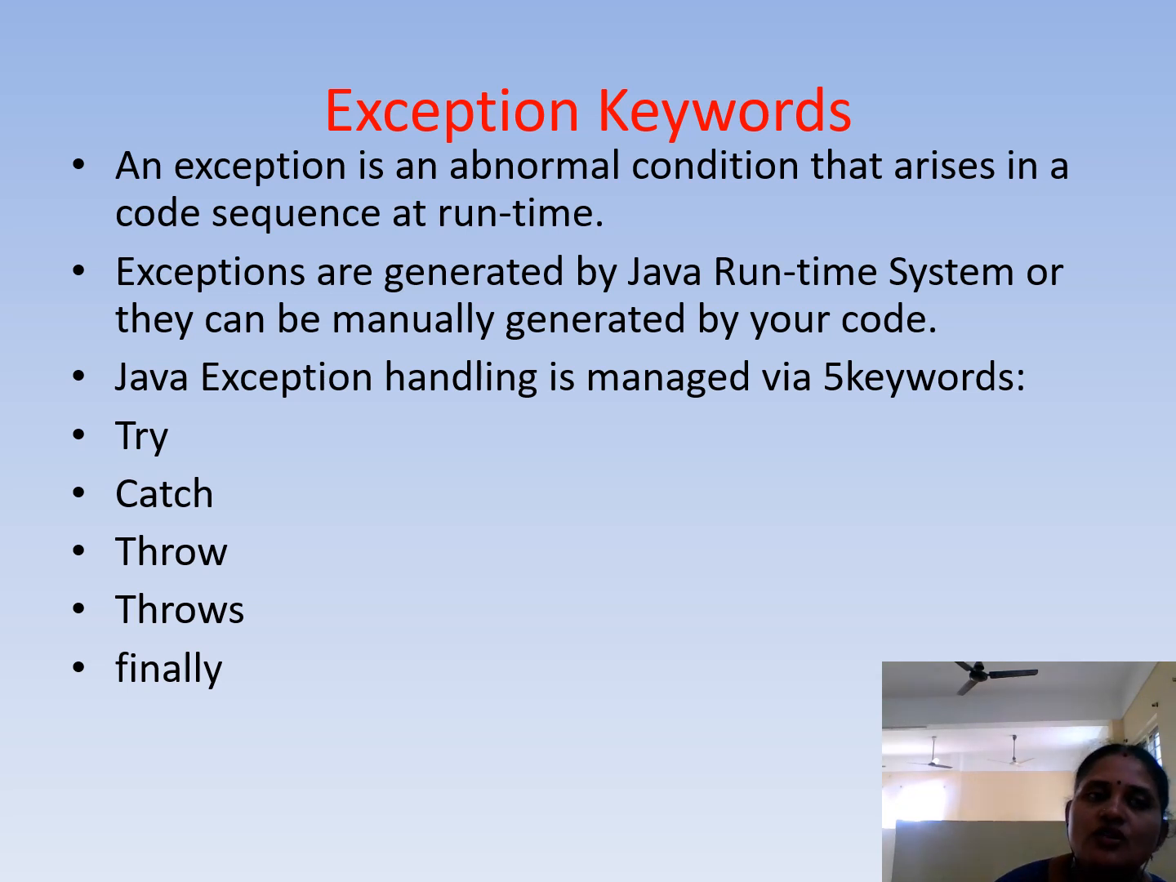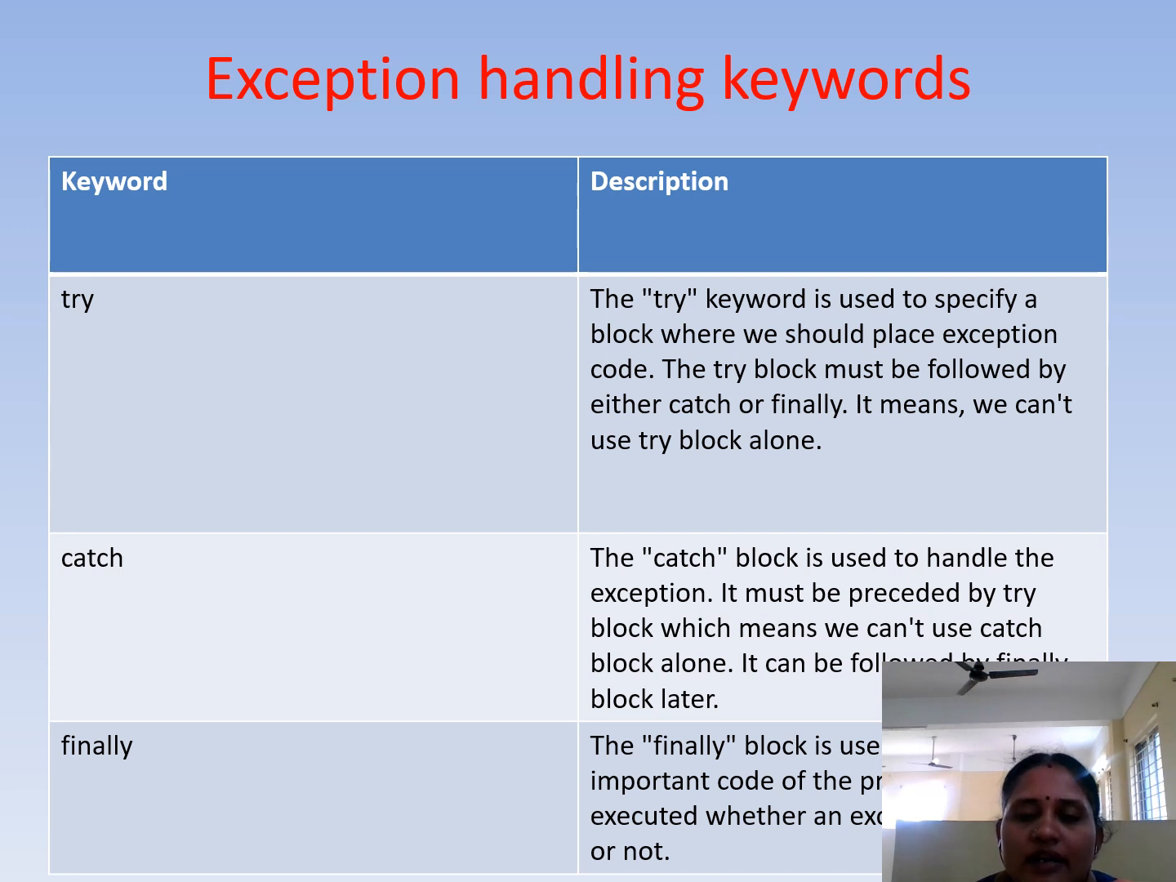So, exception keywords: what keywords are provided in Java to handle exceptions? An exception is an abnormal condition that arises in a code sequence at runtime, and exceptions are generated by the Java runtime system, or they can be manually generated by our code. The keywords available in exception handling are: first try, second catch, then throw, throws, and finally. Let me see the explanation of each keyword.